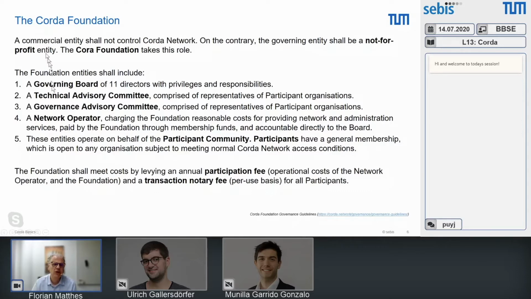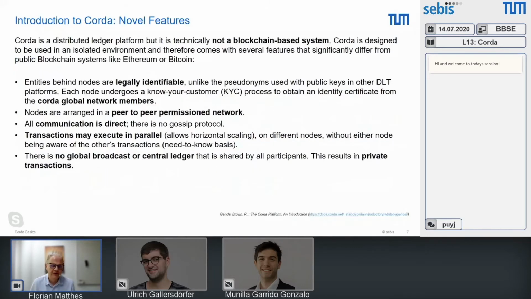Okay, and they earn money on a running basis by paying a participation fee to be a participant at all of the foundation, which is more or less operational costs, and a transactional notary fee on a pay-per-use basis. So you have these two influence factors of earning: not revenues, but fees to run the business. Like the state taxes people to do the services for the state, but it should be not for profit.